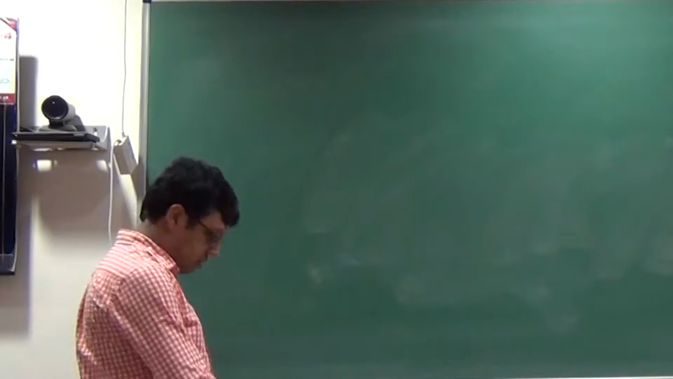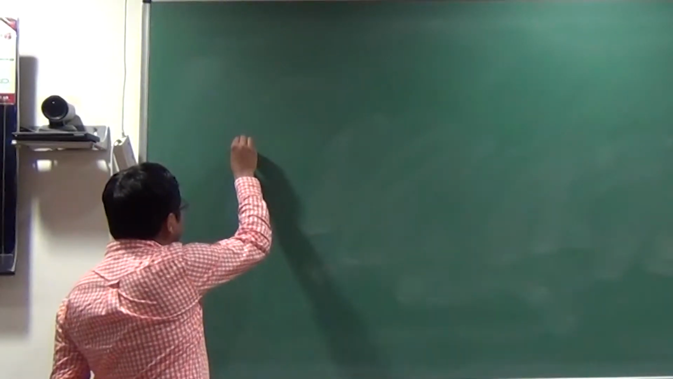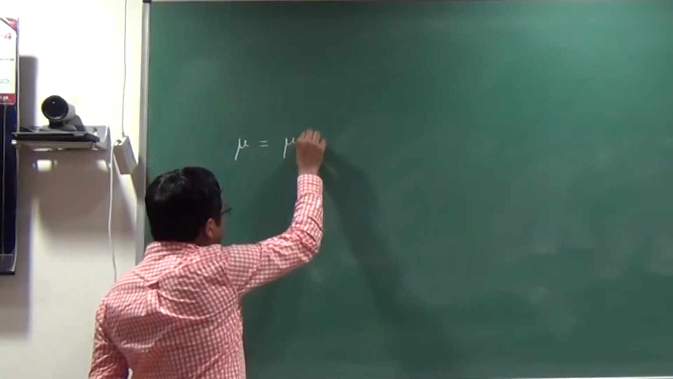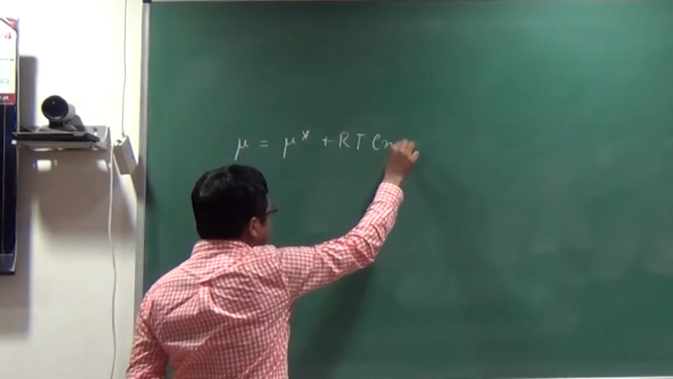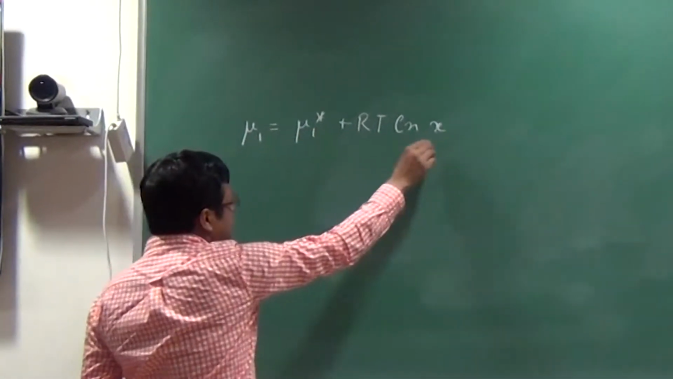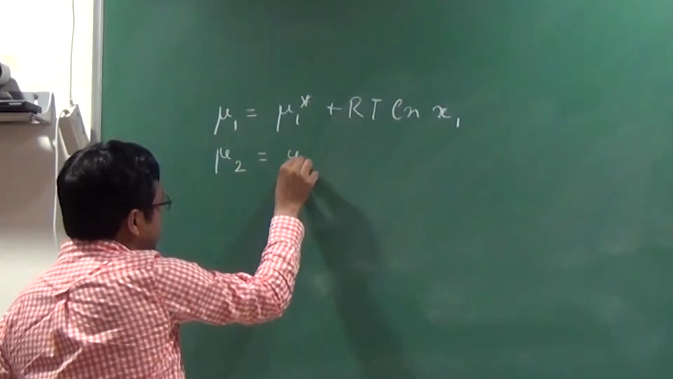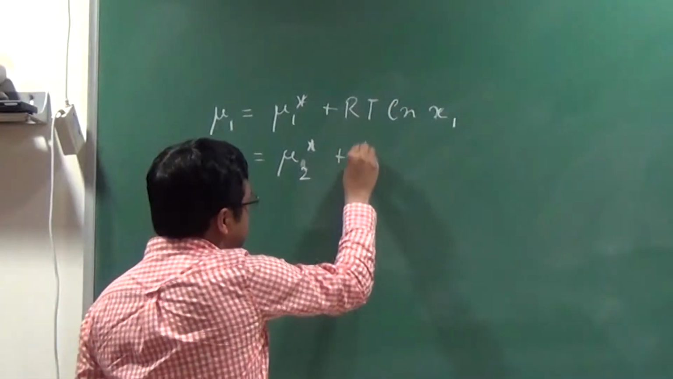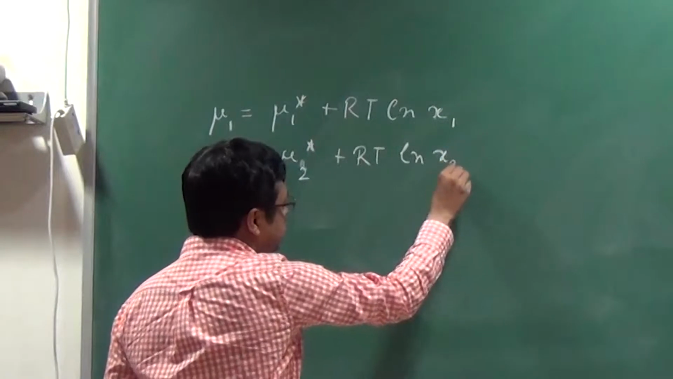If you remember last class, what we did is we were discussing the chemical potential. Mu is mu star plus RT ln x. Now this was for solvent, but we just showed that this can also hold true for solute in a solution. So star is for the pure solvent, pure solute or pure solvent. Clear?